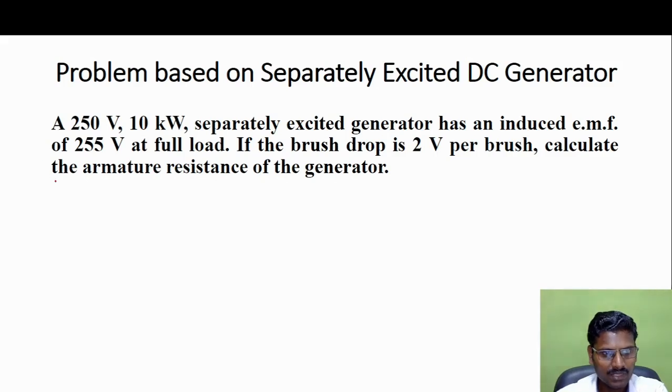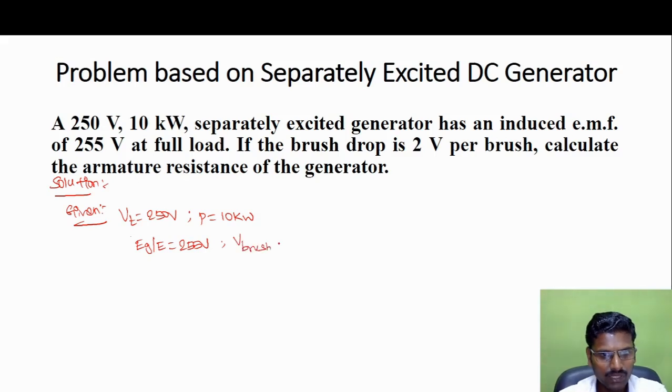So we start with the given parameters. Solution. Given: terminal voltage Vt is equal to 250 volt, power P is equal to 10 kilowatt, and induced EMF Eg or E is equal to 255 volt. Next, brush drop V brush is equal to 2 volt per brush, right?